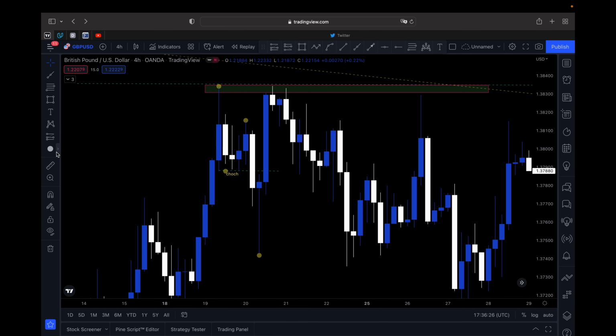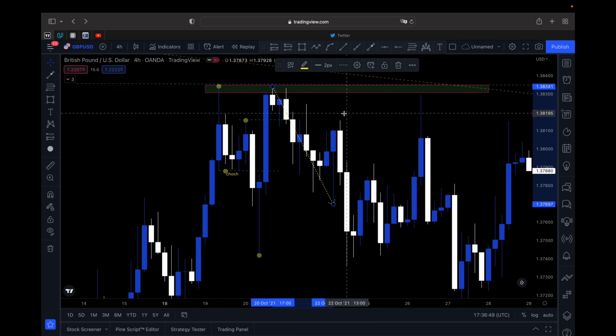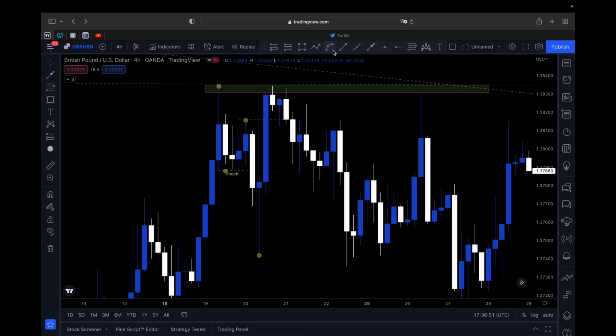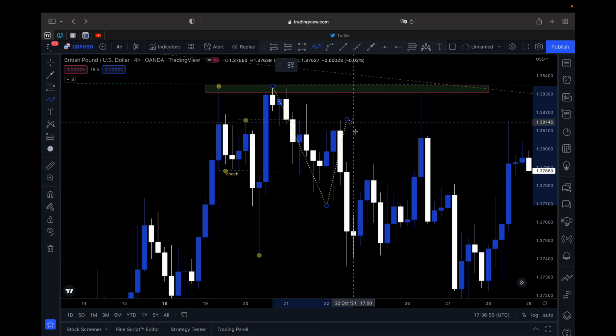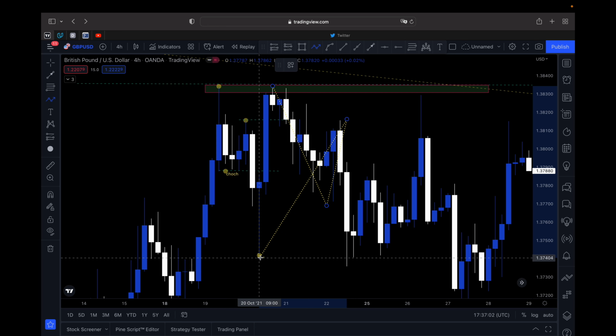Price also broke out here, another change of character. So this is where I stay off the market and just wait. Price goes to this level of resistance, grabs more orders down to this level, created a low here. From this side, created a new lower high and created a new lower low, taking off this previous low.